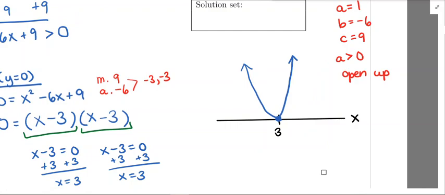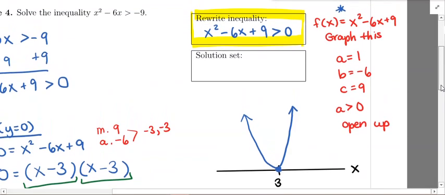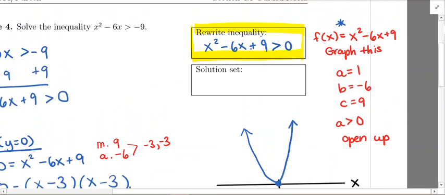So now that we have our parabola, we can go and use it to solve the inequality. Remember, we're now working with the yellow version of the inequality, the one that's in the yellow box.